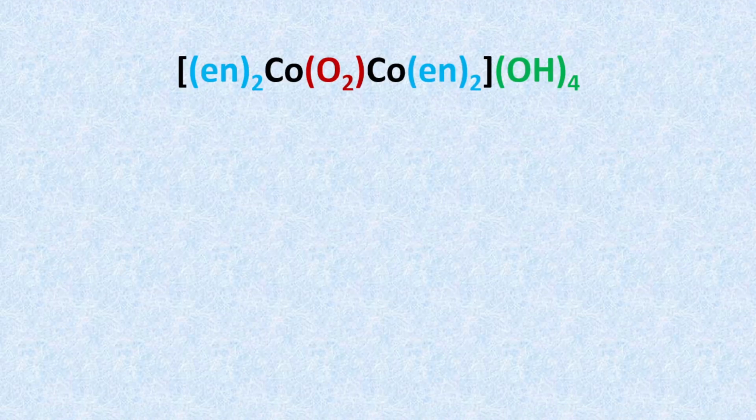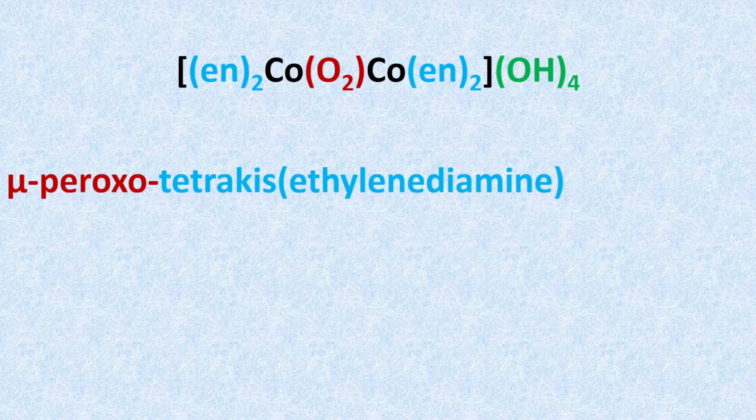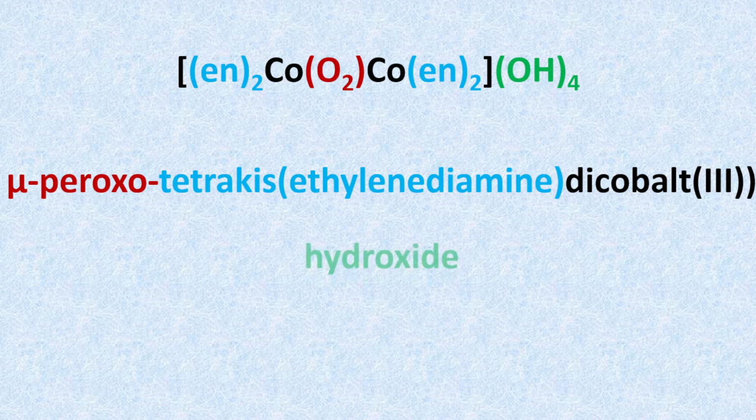There is a peroxide bridging ligand in this complex. So mu-peroxo-tetrakis ethylene diamine, as there are 4 ethylene diamine ligands. Dicobalt 3 hydroxide. The charge on the peroxide is -2, while there are 4 hydroxide ions each carrying a -1 charge. To balance this -6 charge, we have 2 cobalt ions, so the oxidation state of cobalt will be +3.